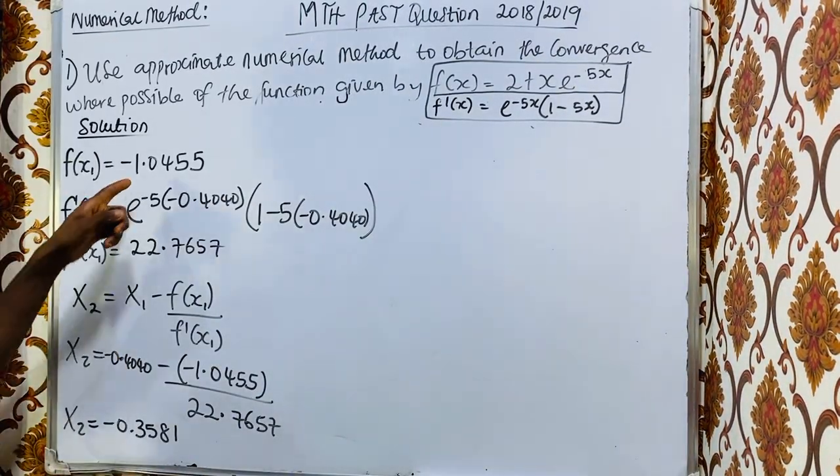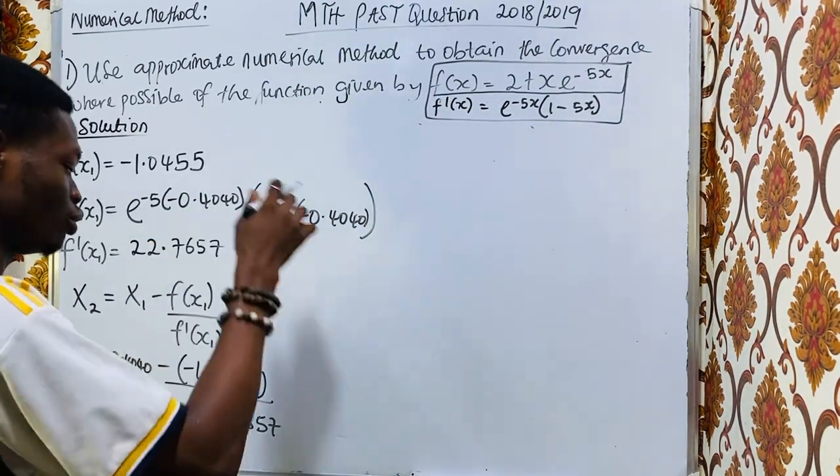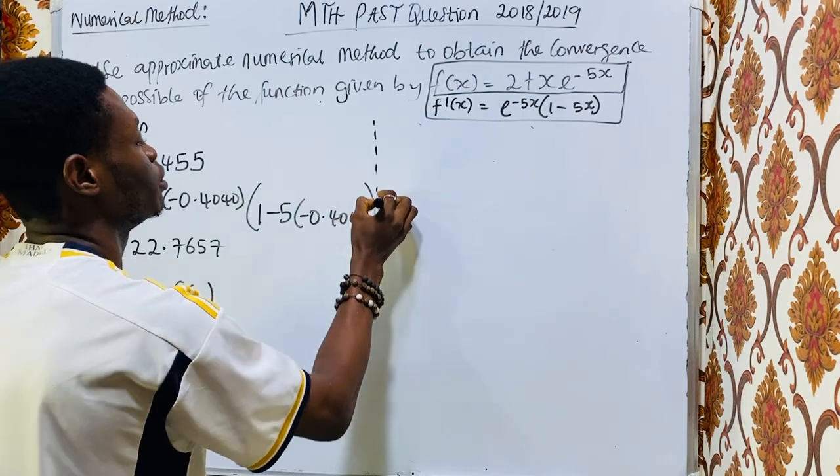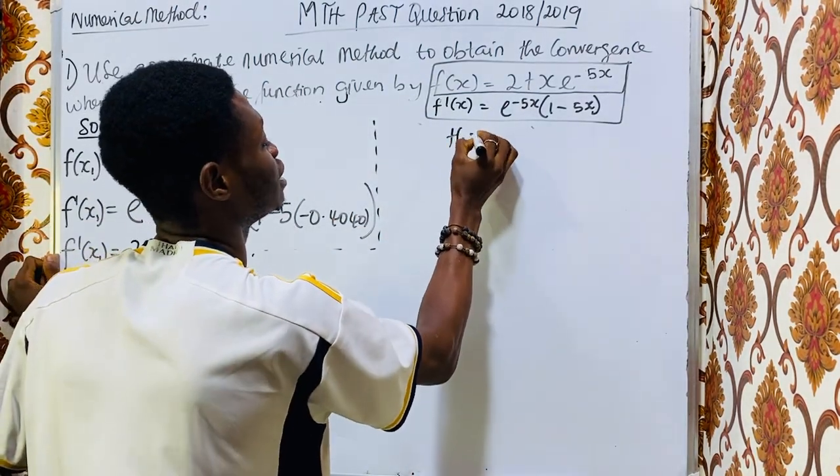If you notice, our x1 and x2 are not the same value, so it has not converged yet. So we do another iteration. We iterate again, now the third iteration.